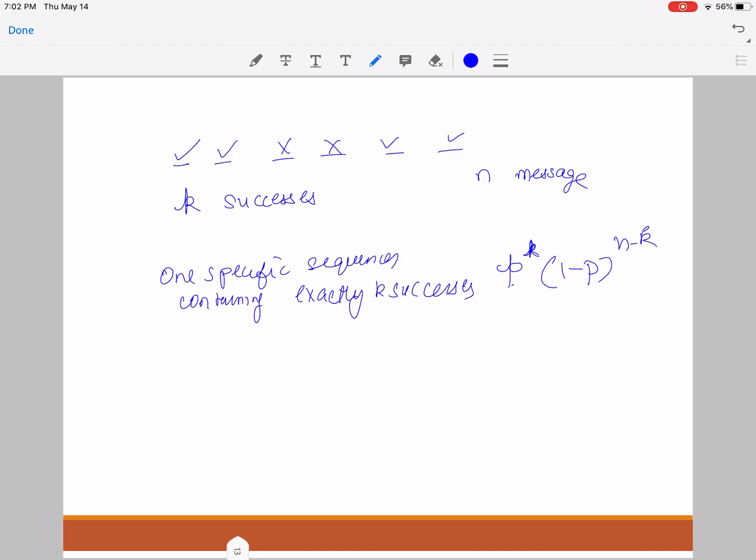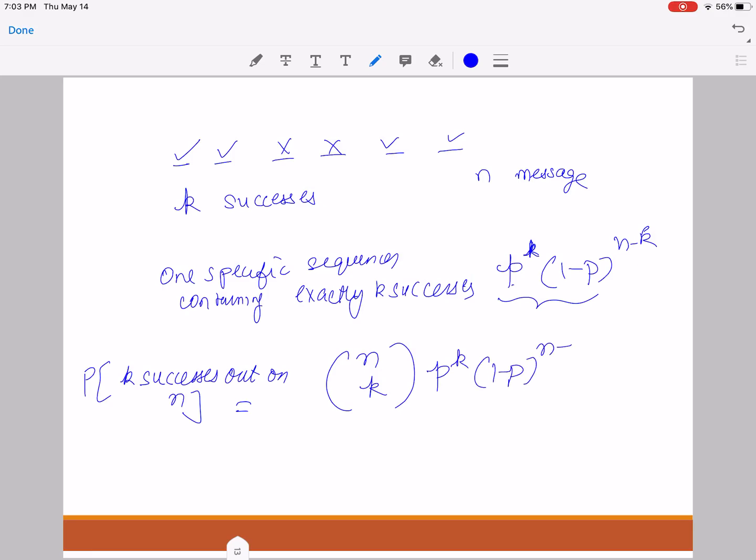However, there are multiple such sequences, each having the same probability, p to the k times 1 minus p to the n minus k. We need to add all of their probabilities to find the probability of k successes out of n. So this problem now boils down to finding out how many such sequences there are. Essentially, I'm asking you, in how many ways can you place k successes in those n messages? And the answer is n choose k, and each has the same probability, p to the k times 1 minus p to the n minus k.